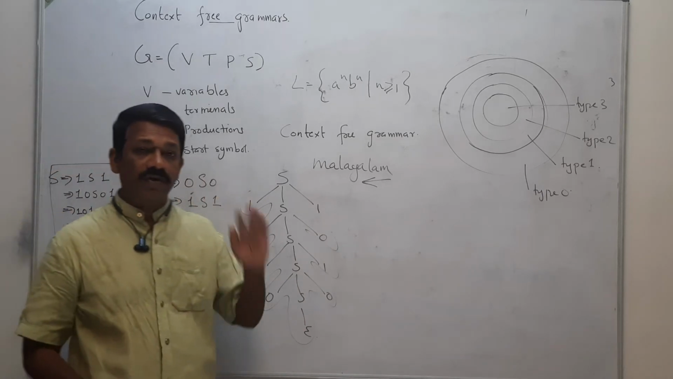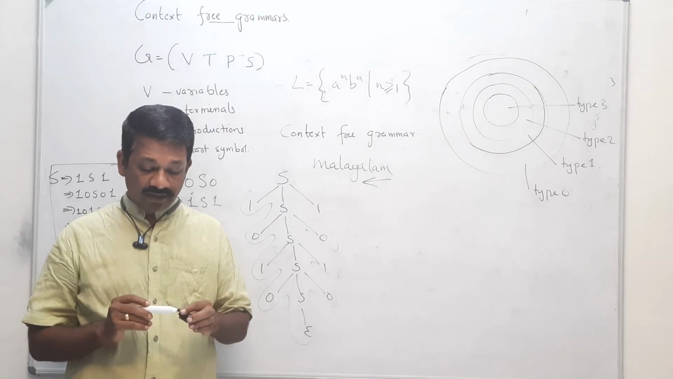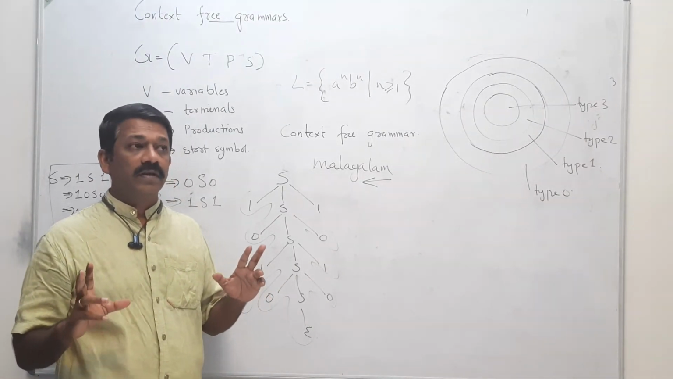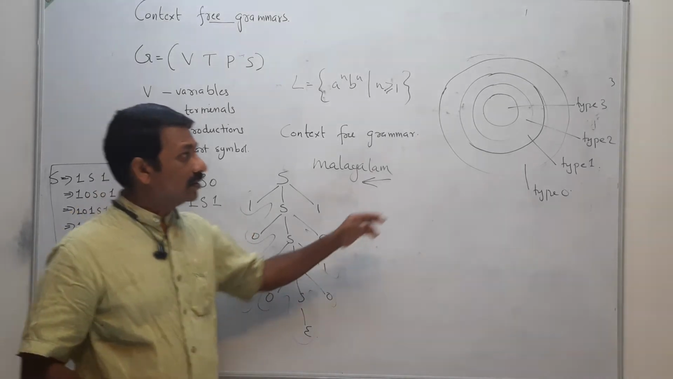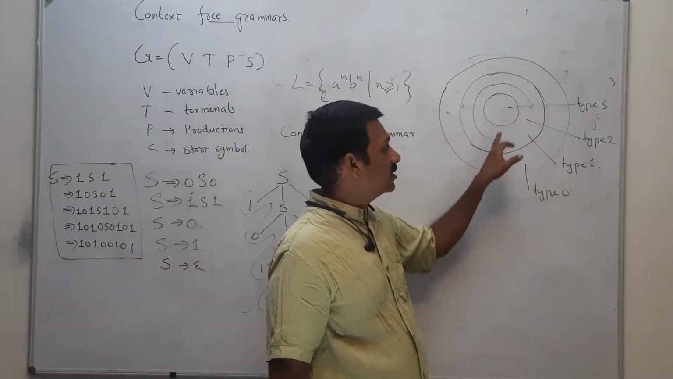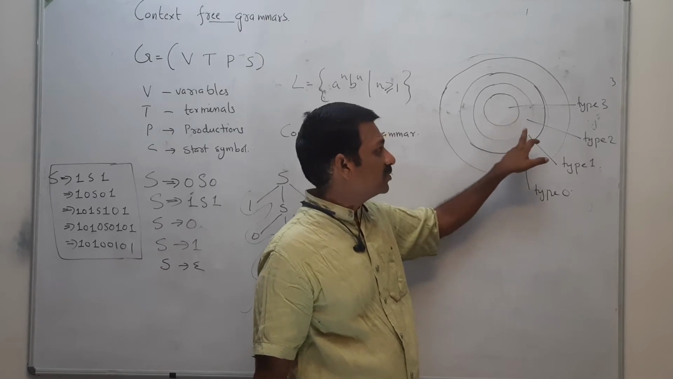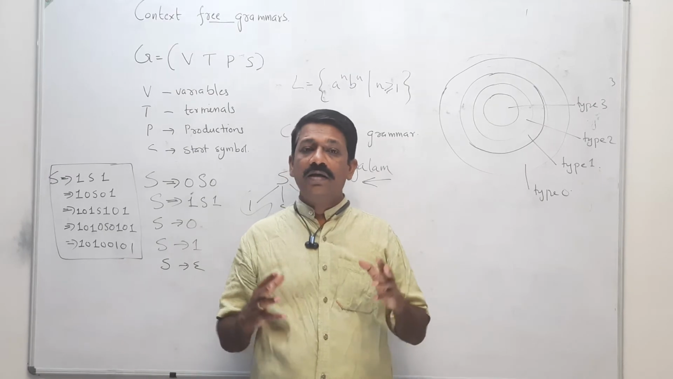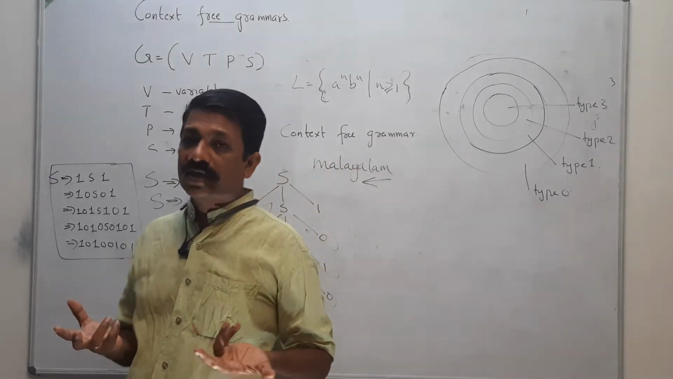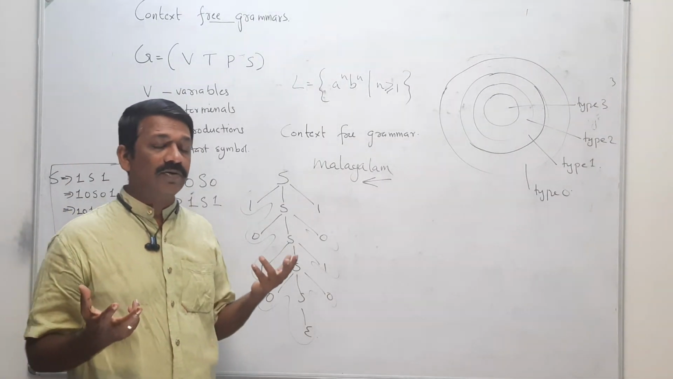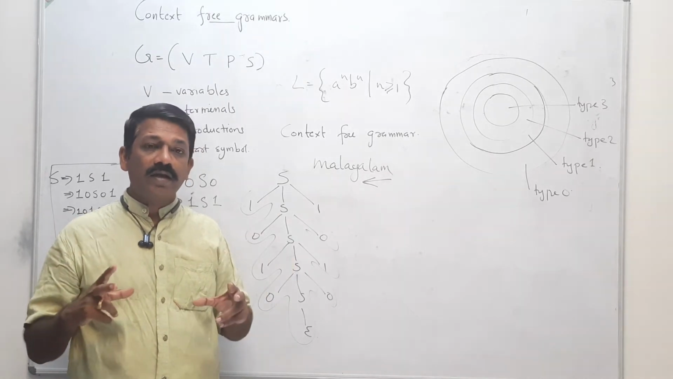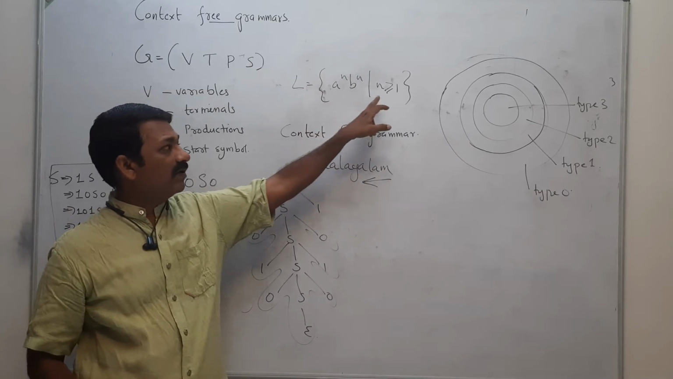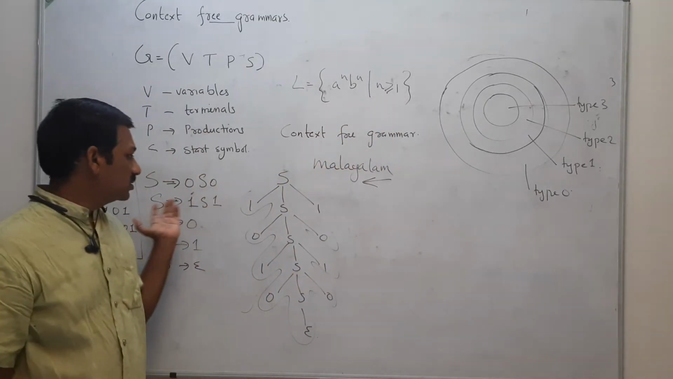So this is context free grammar. A context free grammar is more powerful compared to the regular grammar. Type 3 is a subset of type 2. That means every regular grammar is context free. But certain languages cannot be accepted by, or we are not able to design regular grammars for, languages like a to the power n, b to the power n with n greater than or equal to 1, or the set of palindromes.